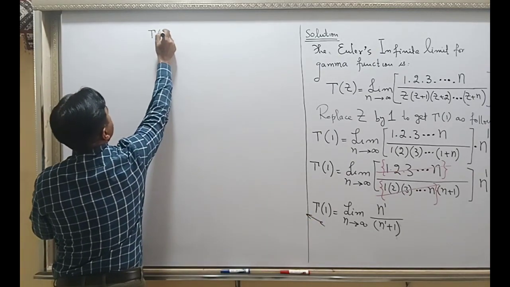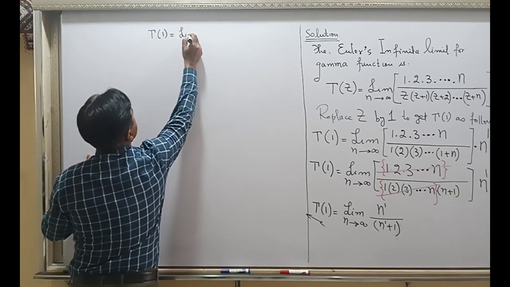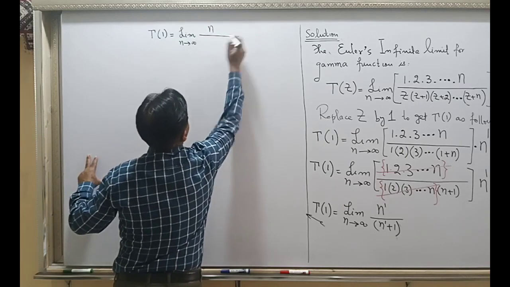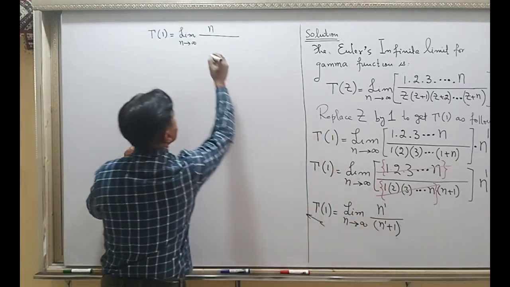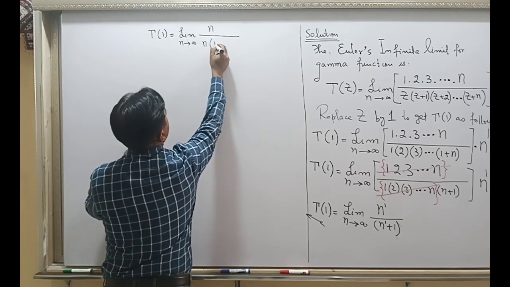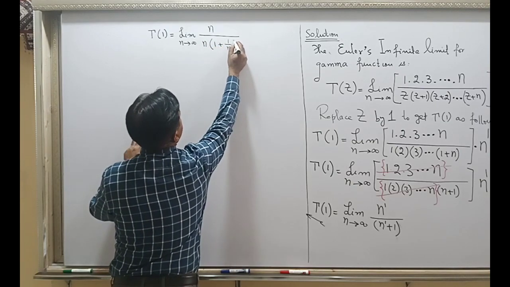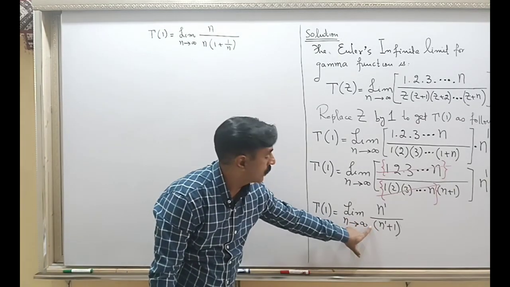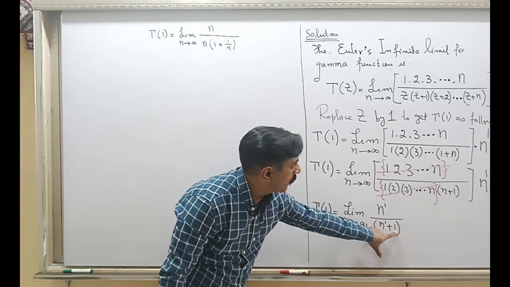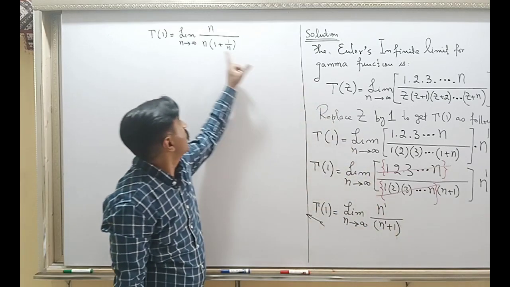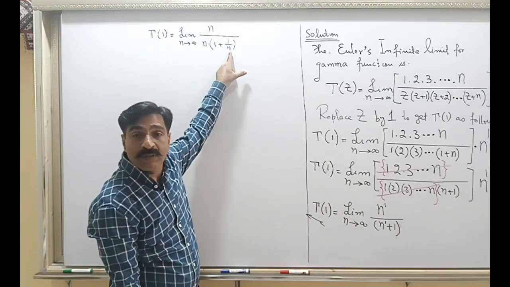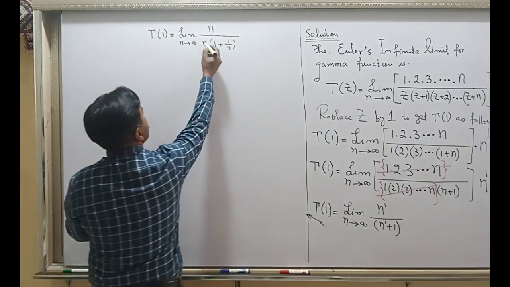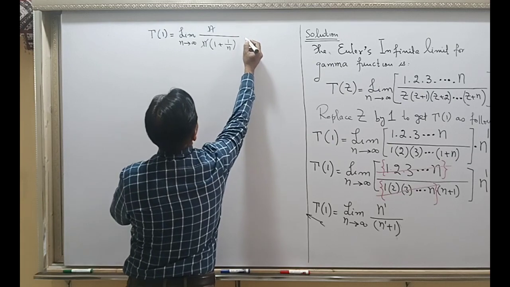Gamma 1 is equal to limit n approaches infinity of n, and pull this n out. It can be written as n into 1 plus 1 over n. n has been taken out of the bracket, so here is 1, here is no n. Whatever you pulled out should be brought in the downside for 1. This n will be cancelled.